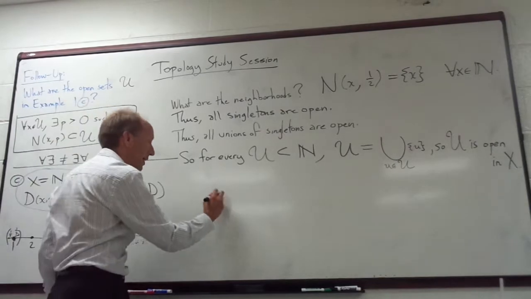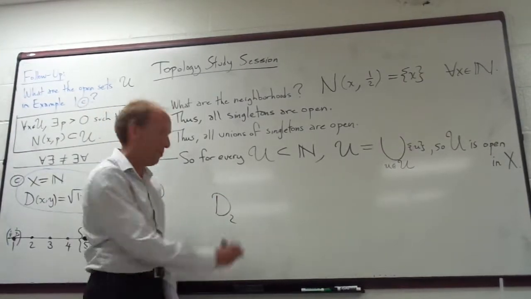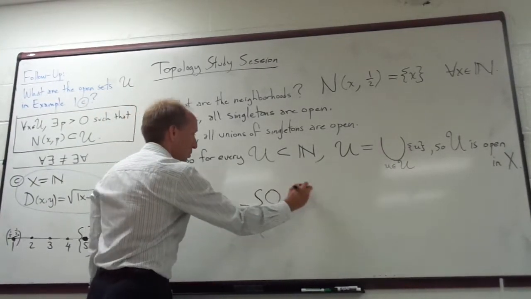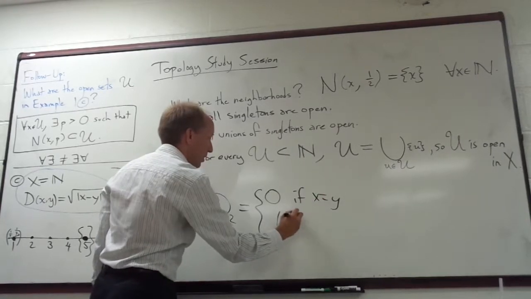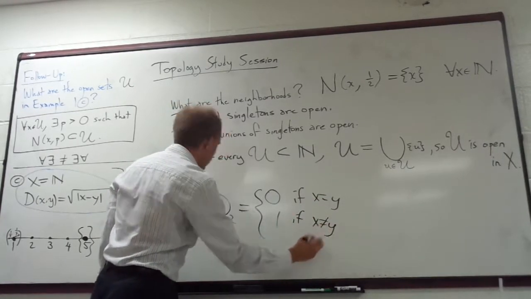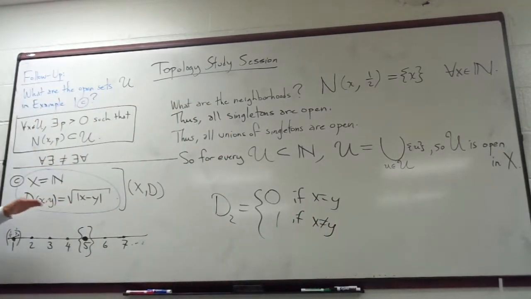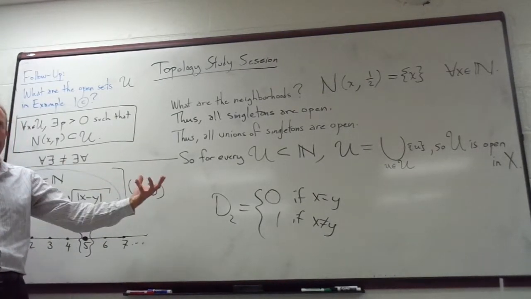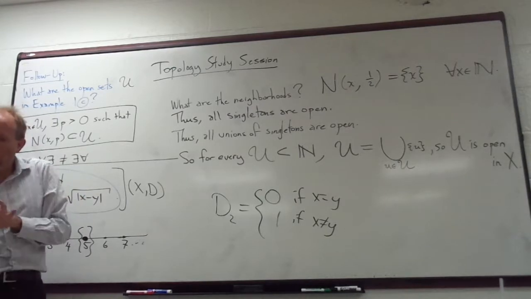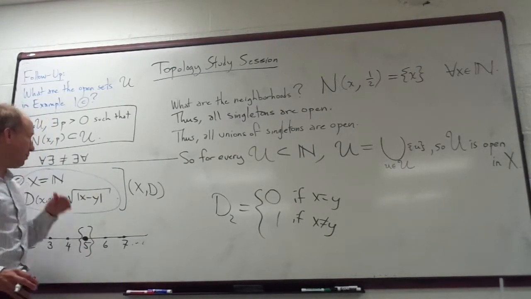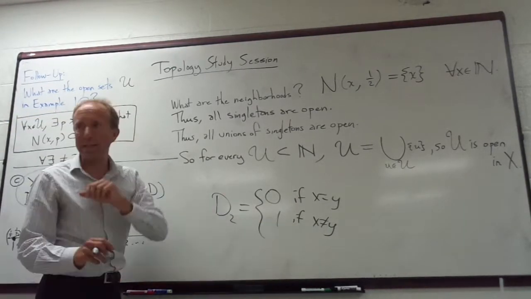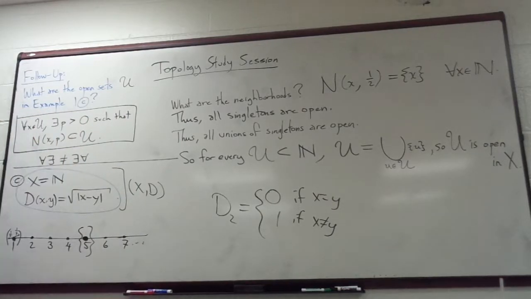It's the same thing as the D2 metric, the one that is 0 if x equals y and 1 if x does not equal y. This metric basically creates the same exact topology. It creates the same layout of open sets and closed sets as if you had just used this metric instead. Right. Does this make sense, guys?